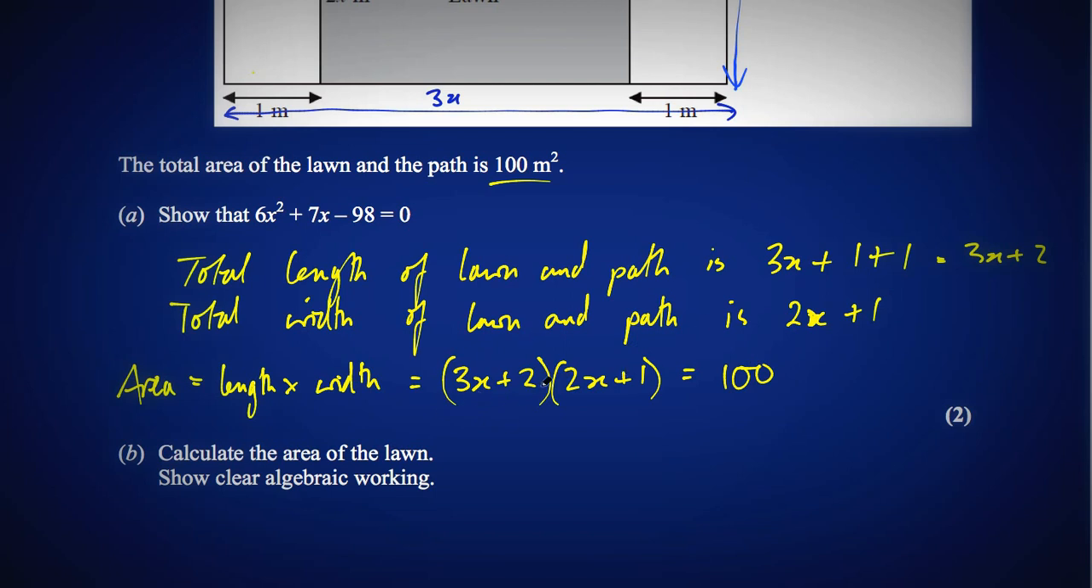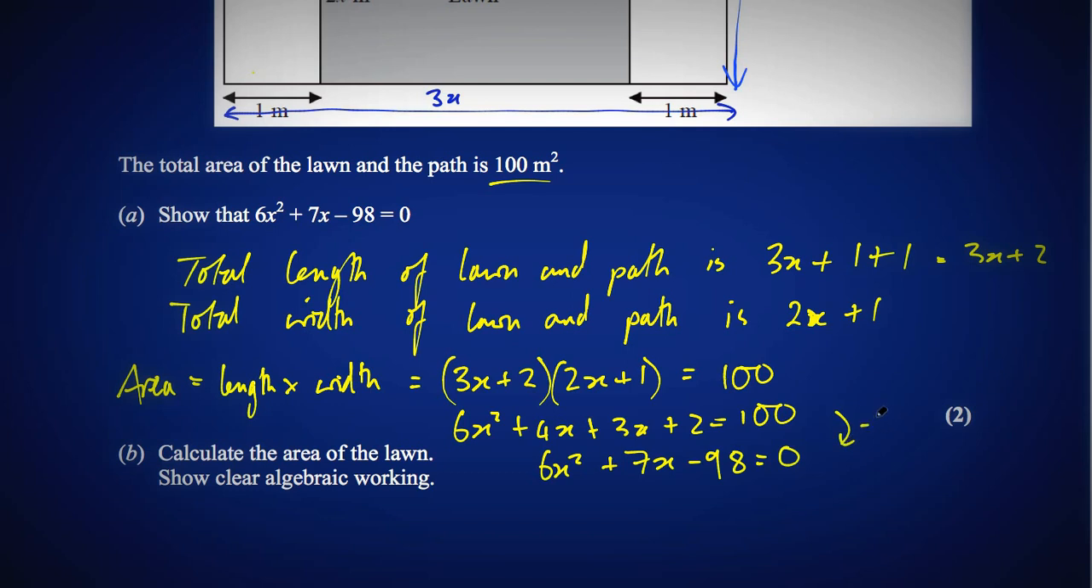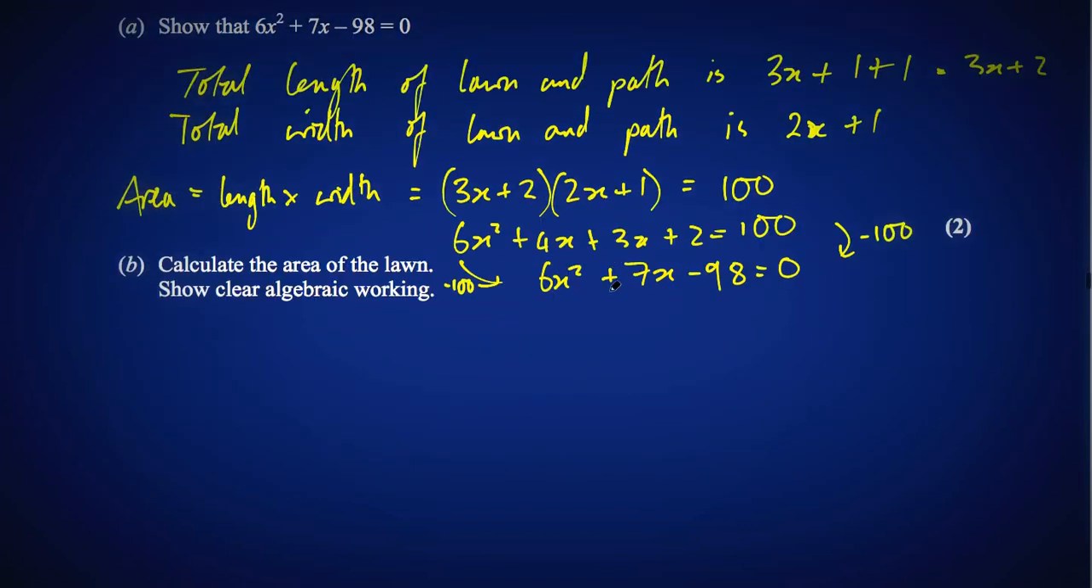So I expand those brackets and I get 6x squared plus 4x plus 3x plus 2 equals 100. Collect like terms in the middle. That's 6x squared plus 7x plus 2 equals 100. I can subtract 100 from both sides because I need to end up with 0 on the right hand side. So that is minus 98 equals 0. And because it's a show that question, I'm just going to add that I've subtracted 100 to make sure that my working is fully clear throughout that. It's only worth 2 marks, but still worth explaining everything to make sure that you get them.